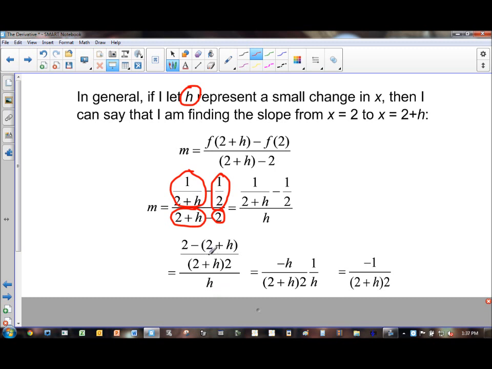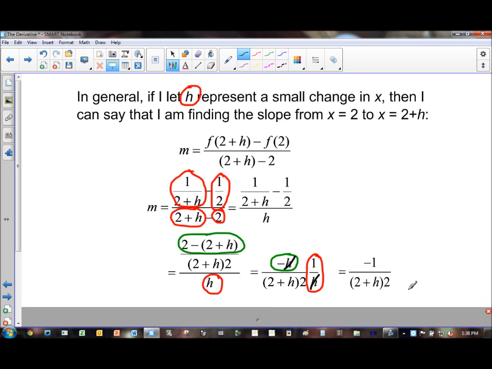All right, so then getting from this step to this step, I'm doing a couple of things. Instead of dividing by h, I'm multiplying by 1 over h. And then if I do 2 minus (2 plus h) in parentheses, that simplifies to be negative h. All right? And then simplifying even more, I notice that there is a negative h on the top and a positive h on the bottom, so I can cancel those out. So what I'm left with is negative 1 on the top and 2 plus h times 2 on the bottom. Okay, I'm just algebraically making this look nicer based on what I started with.